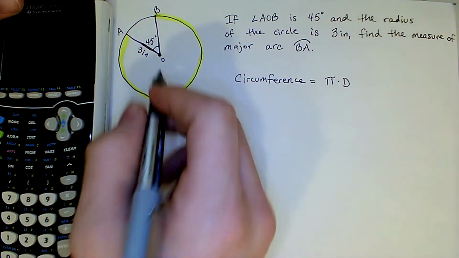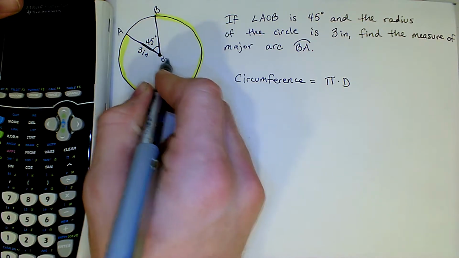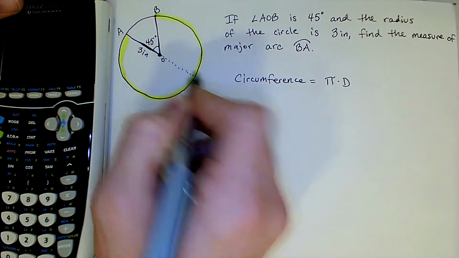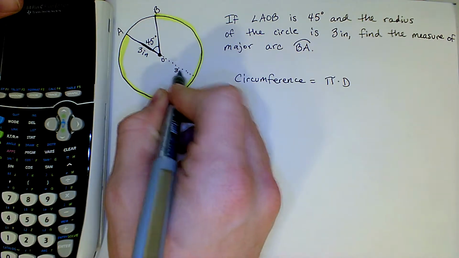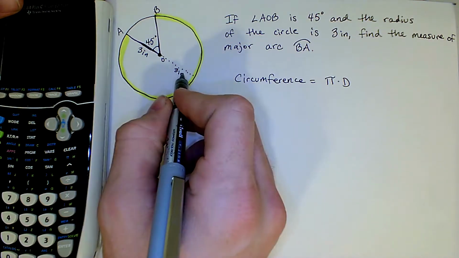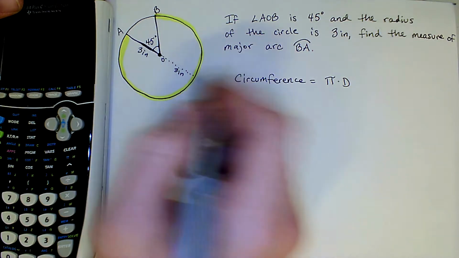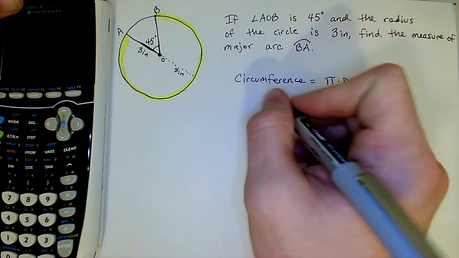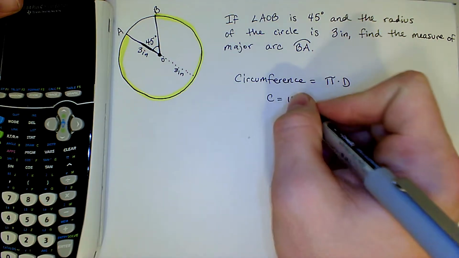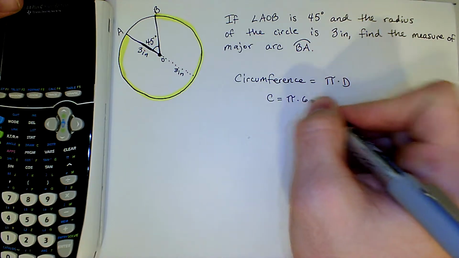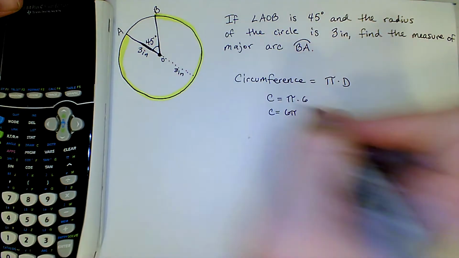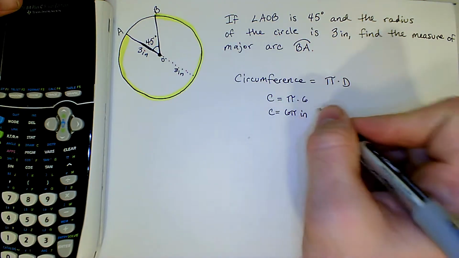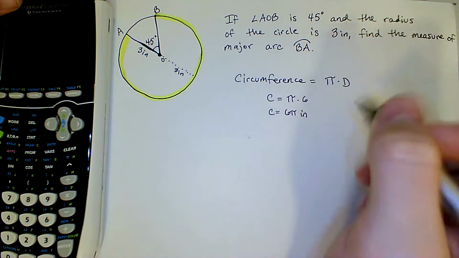And because that's 3 inches, I can draw a little imaginary line over here that represents my diameter. If my radius is 3 inches, then I know this is also 3 inches over here, making my entire diameter double the radius, which is 6 inches. So I can go ahead and say that my circumference is pi times 6, making my circumference 6 pi. And because this is in inches, I'm going to say that it's in inches. I'm not going to put squared because we're not finding area.